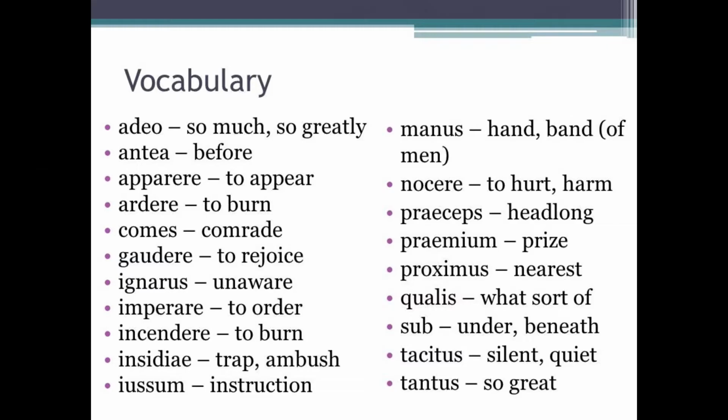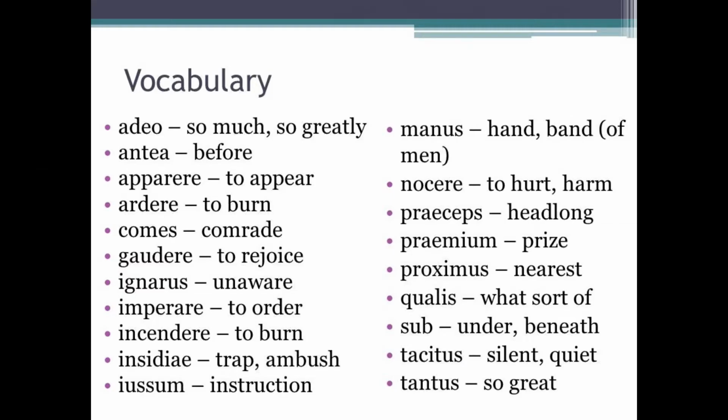So let's move on to having a look at some more vocab. Adeo, just as we've seen, means so much or so greatly. Antea, before. Apparere, to appear. Ardere, to burn. Comes is a comrade. Gaudere, to rejoice. Ignarus, unaware. Imperare, to order. Incendere, to burn, same as ardere. Insidiae, a trap or an ambush.